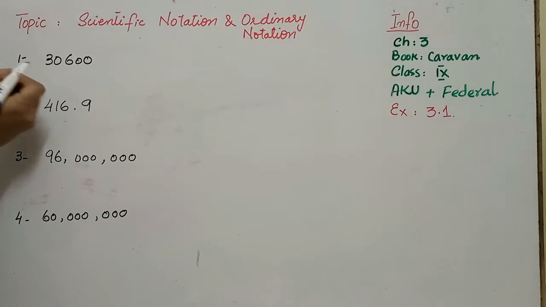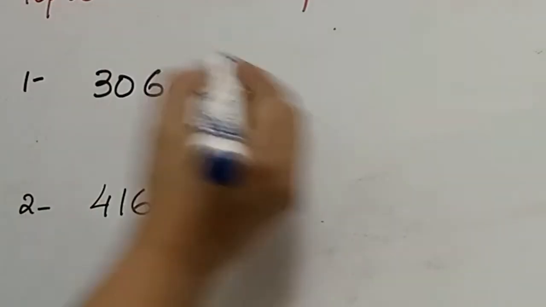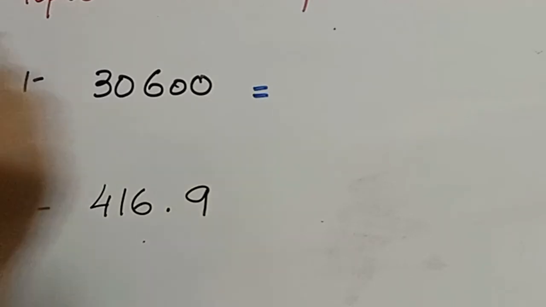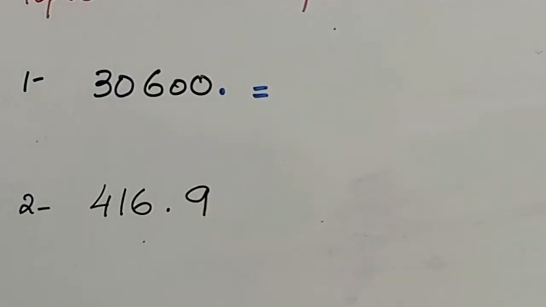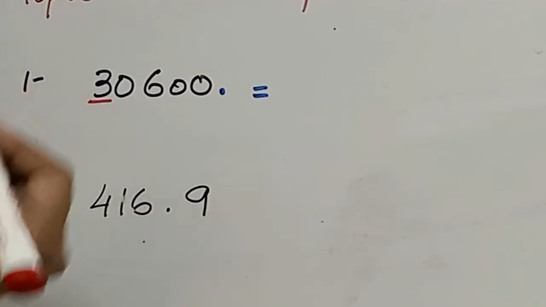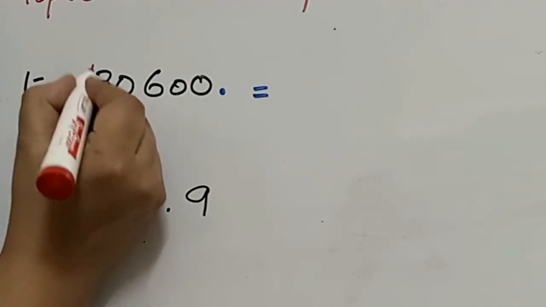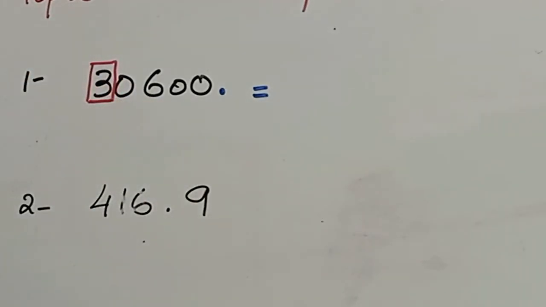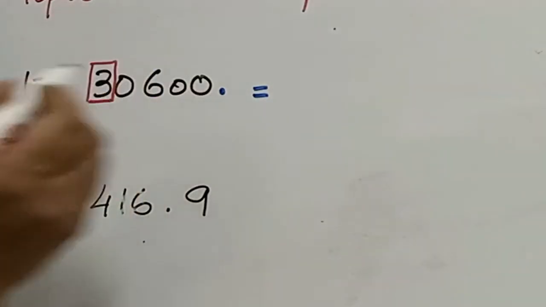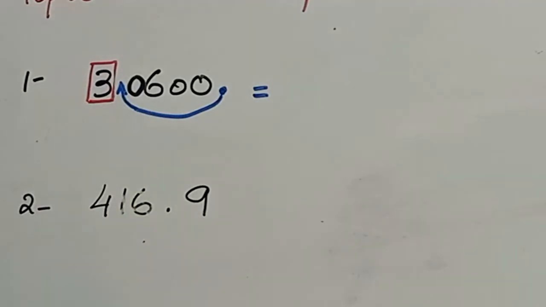So let's take this example. If we are having this number 30600, how are we going to convert that number, that ordinary notation, into scientific notation? If we are not having the decimal, the decimal will be at the end of any number, and we have to move the decimal after the first non-zero digit. Here we have to specify what the first non-zero digit is. Here this is first as well as non-zero. So we have to move this point to this place after the first non-zero digit.